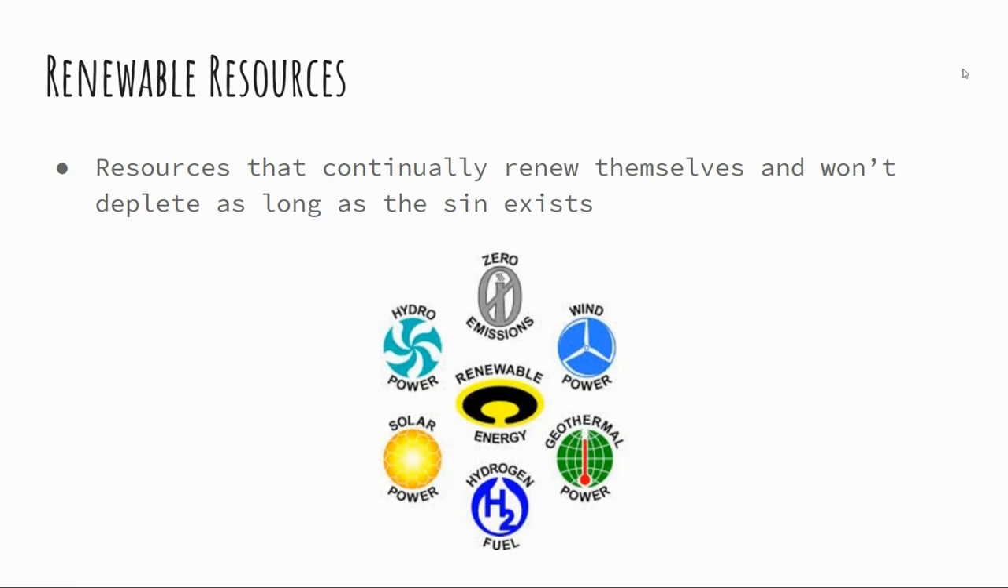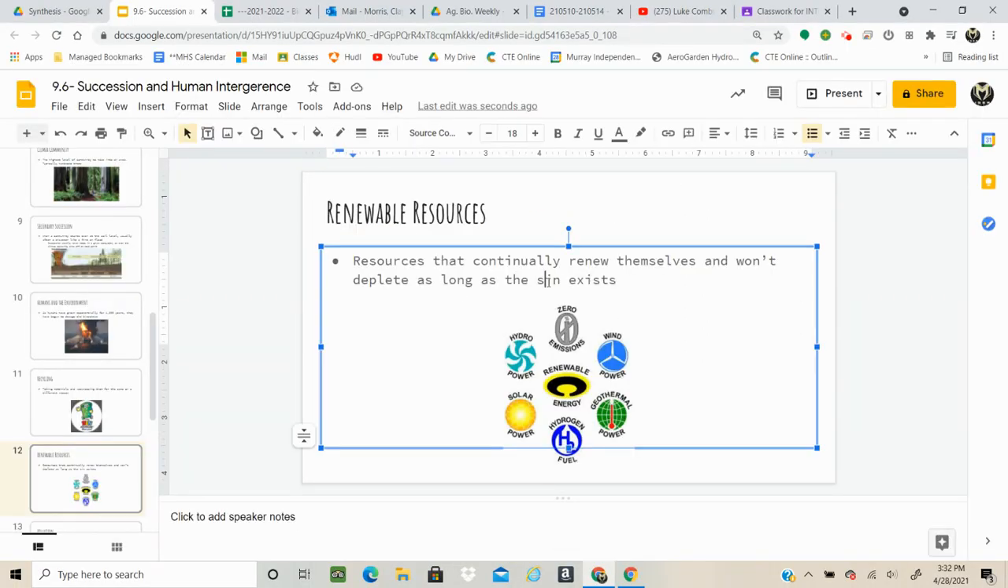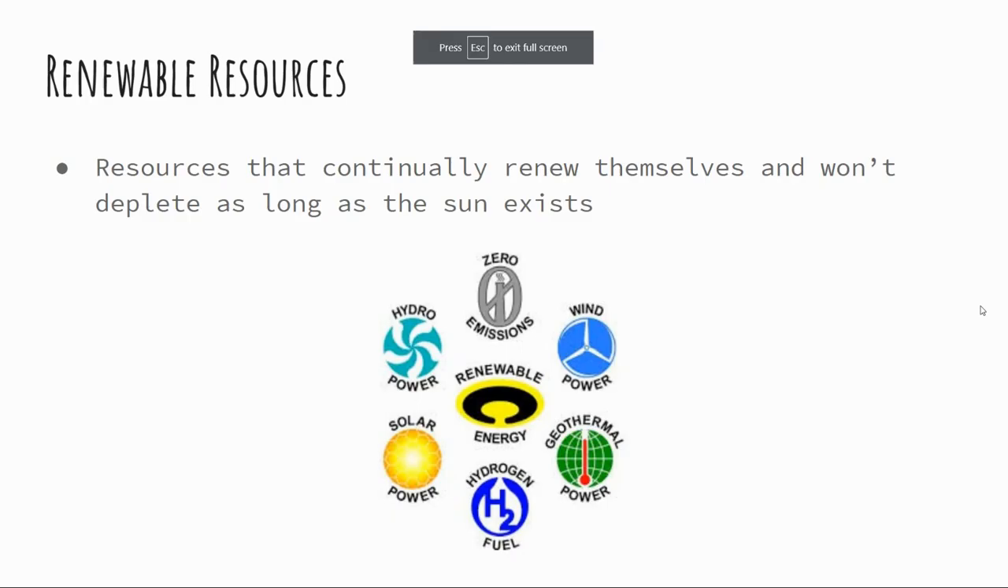Humans have also made a push here recently and continue to make a big push towards renewable resources. These are resources that continually renew themselves and won't deplete as long as the sun exists. The big one right now is battery powered cars. That is a major push in the industry right now, and also some other alternative forms of energy that are not gasoline based.